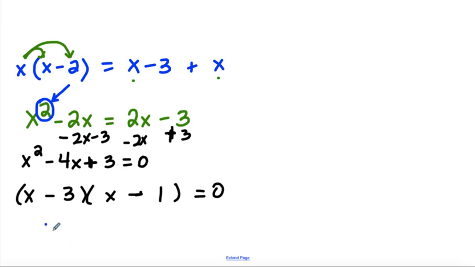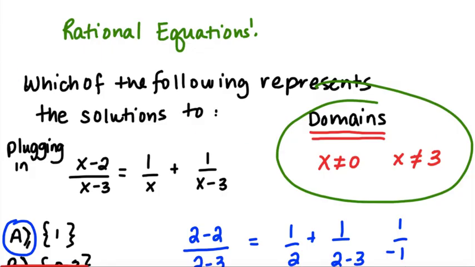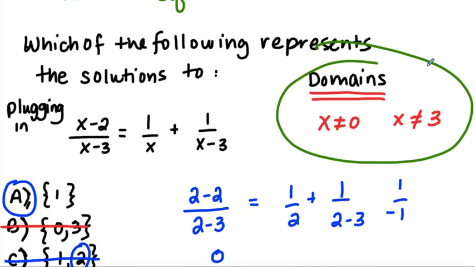Then I use the zero product property to set each of the terms equal to 0, and I get x equals 3 and x equals 1. Now, here's the problem. If I hadn't written down my domain restrictions of x can't equal 0 and x can't equal 3, in that last question, I would have gotten it wrong because I would have picked D. And you have to consider domain restrictions in rational equations. Absolutely the most important part, and what's going to get you tripped up on the SAT.